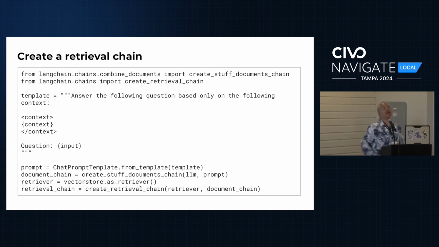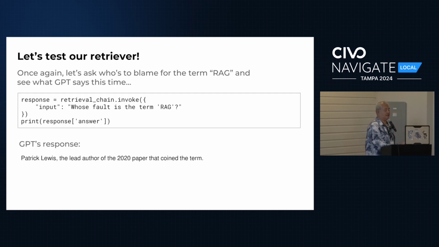So I'm creating a chain right now which is going to retrieve all this information and work it together, and it is time for us to test it now. Once again, I am going to ask OpenAI, whose fault is the term RAG? Let's hope this works. What do we got here? Last time it said there's no way of knowing. This time, because it's been fed the information, it says Patrick Lewis.